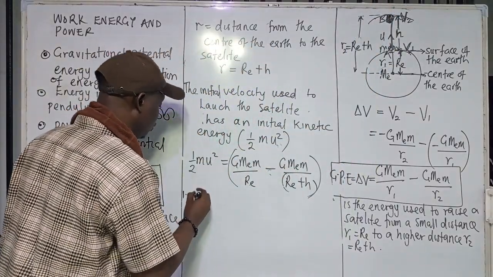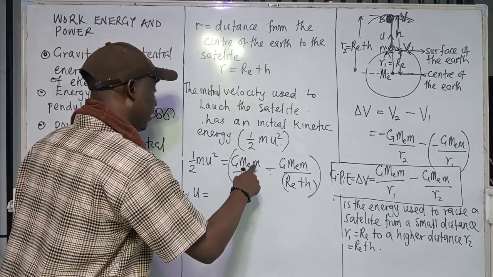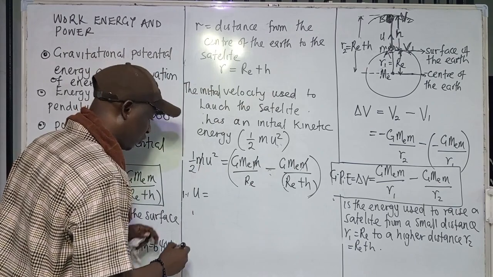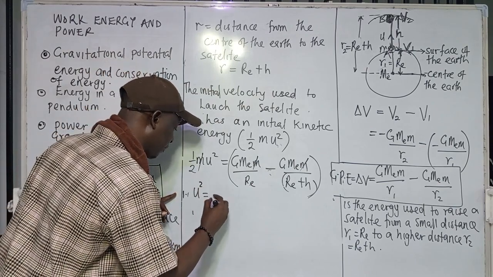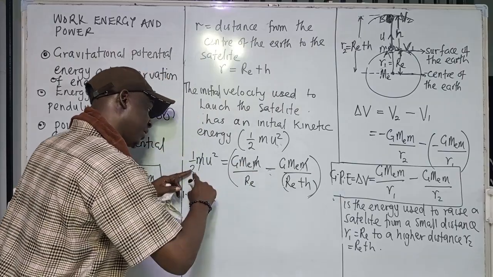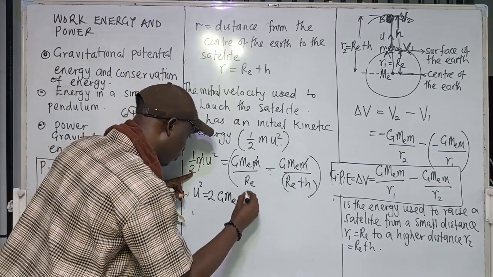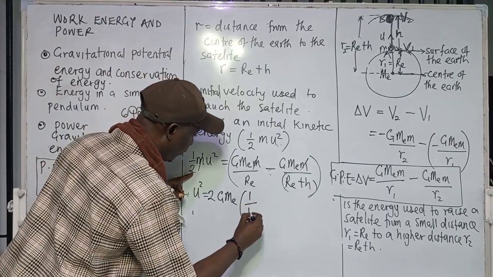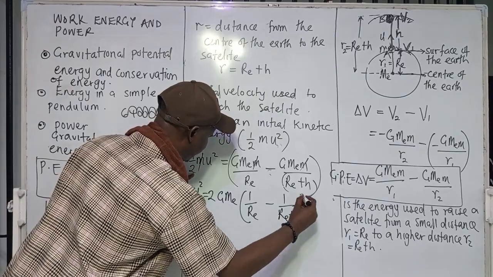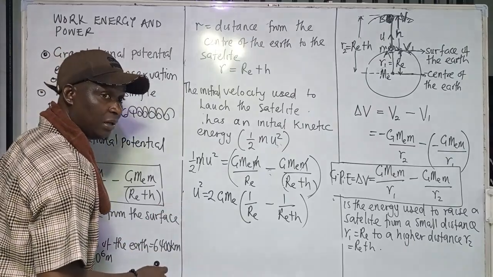So, what is your u? u is the initial kinetic energy, which can be calculated by this. m is common on all three, so we can cancel out m, which is now u squared equal to 1. GM is common, you have 2, multiply all by 2. That means these 2 multiply everything that factorizes here. GME will be factorized as common: 1 over RE minus 1 over RE plus H. So what do you have? How do you make u the subject of the formula?